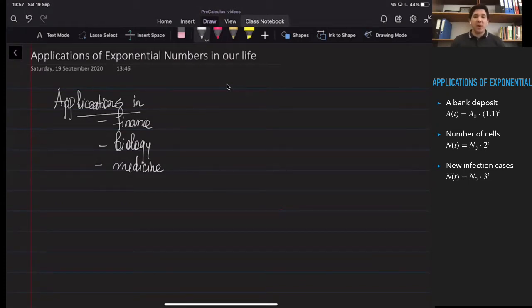And we're going to talk about its applications in biology. We're going to see how the population of some animals, or for example, the cells, are going to be increased and how to calculate this. And we're going to talk about a couple of applications of the exponential numbers in medicine, for example, modeling the spread of some viruses over the population. So let's start from the first example.